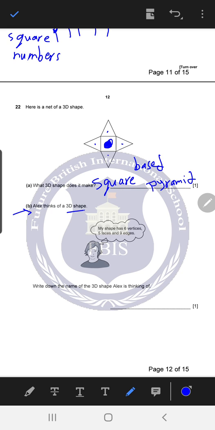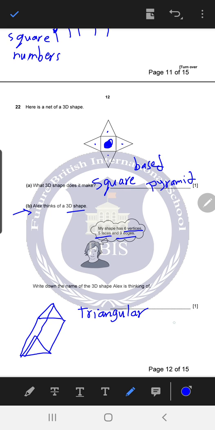Question number 2. He's describing a 3D shape. My shape has 6 vertices, 5 faces, and 9 edges. It's this shape, which is a triangular prism.